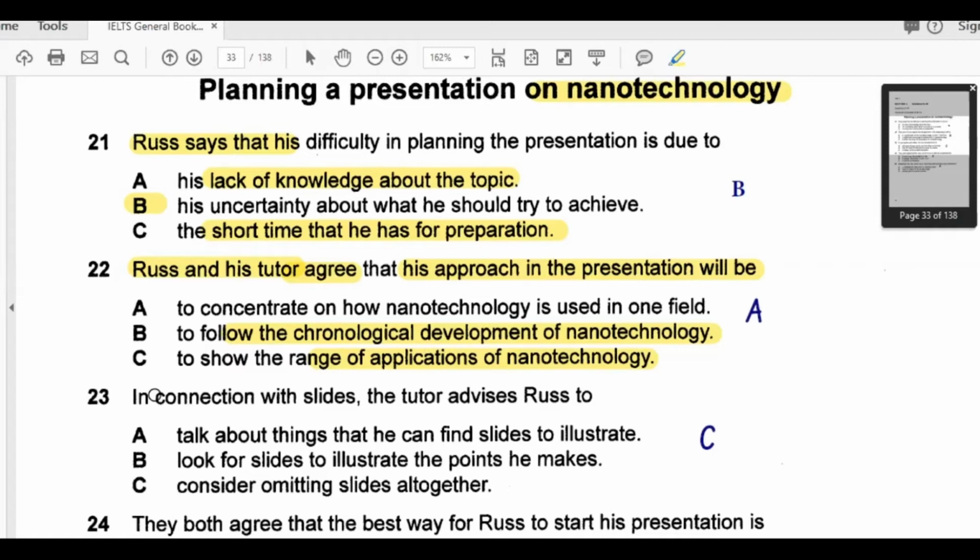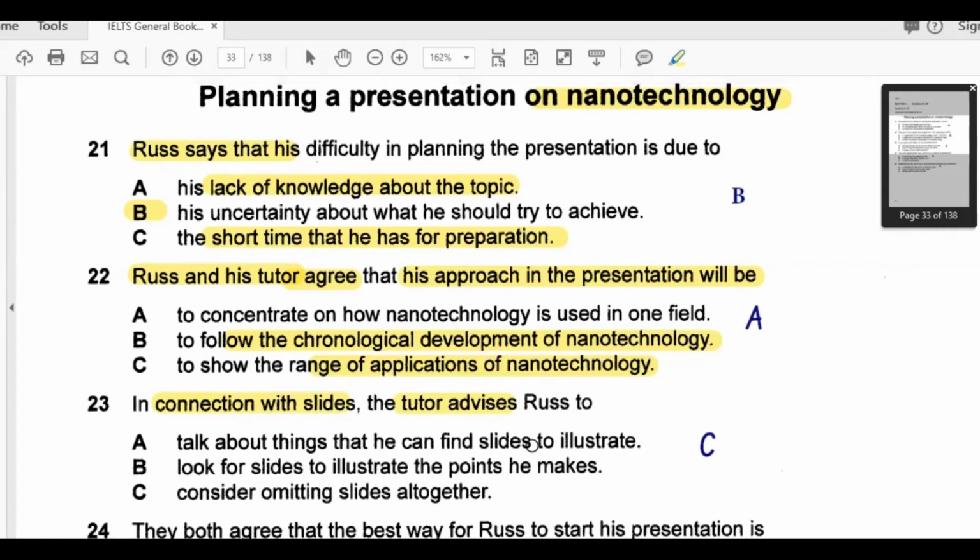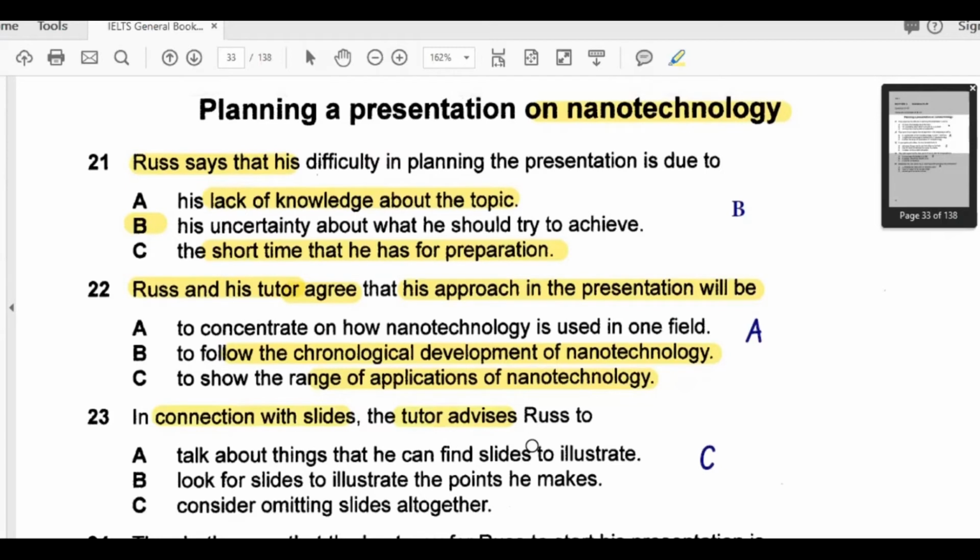And then question number 23, Russ says, what should I do in terms of slides? And the tutor advises, recommends, or suggests. It all means the same thing. The tutor says that they are not essential, so it's not something important for us to include. And the point she makes is that you might only want to talk about the things you find on slides. So your topic might change, and you would just try to fit in the information to what kind of slides you have found. So tutor is not actually recommending A at all. She is actually against it. That she doesn't want him to do something like this.